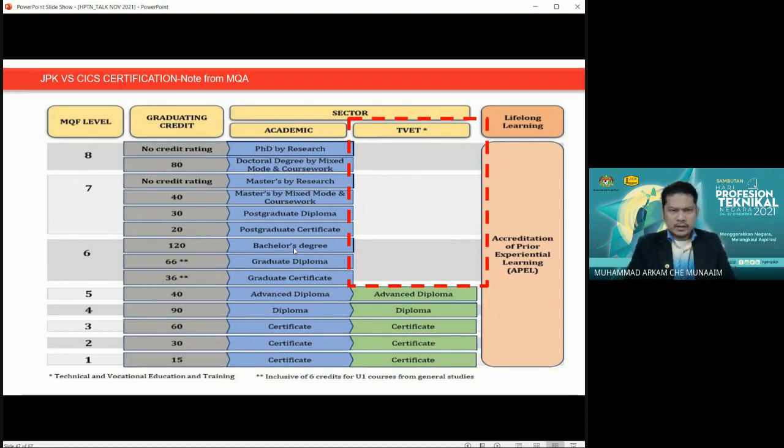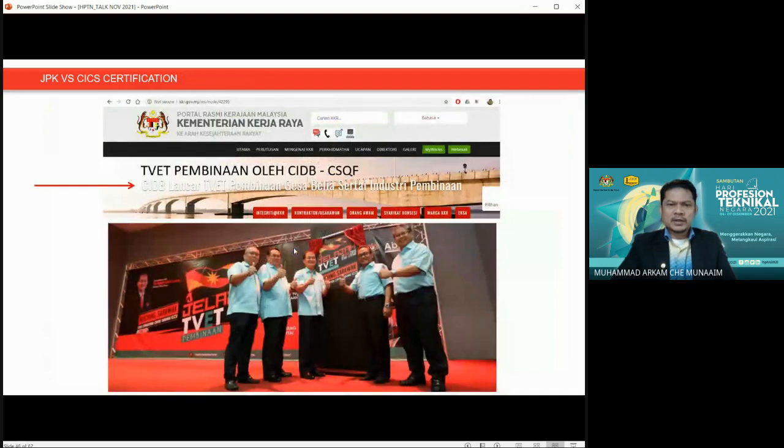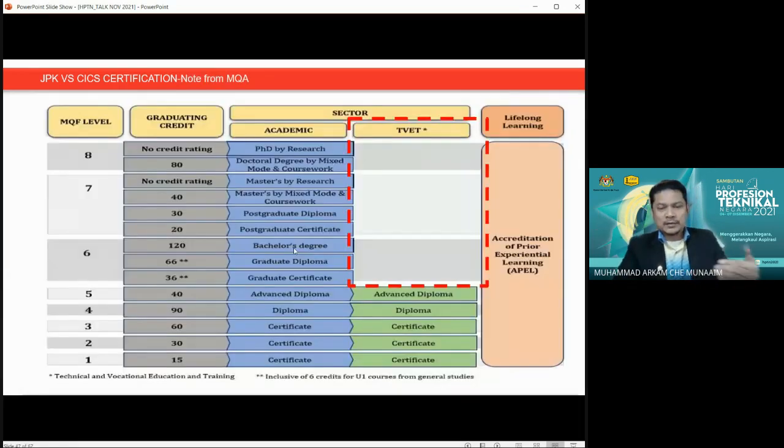So now, for TVET, we have level 6, 5, 4, 3, 2, and 1. This is what is mentioned in this newspaper snapshot, telling the belia, or the youth, to come and join the construction industry. Even though you join without any experience, once you start to build up your knowledge in the construction industry, you can get your certification. Starting from level 1, 2, 3, you get your certificate, then at level 4 you get your diploma, at level 5 your advanced diploma, and at level 6 your bachelor degree.